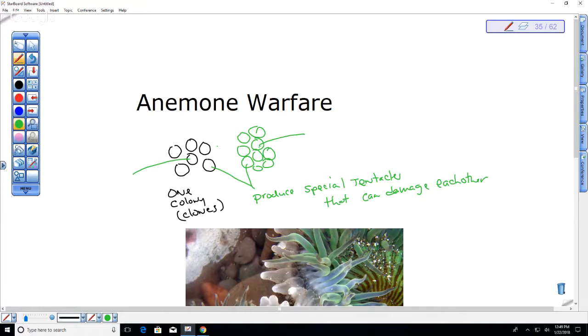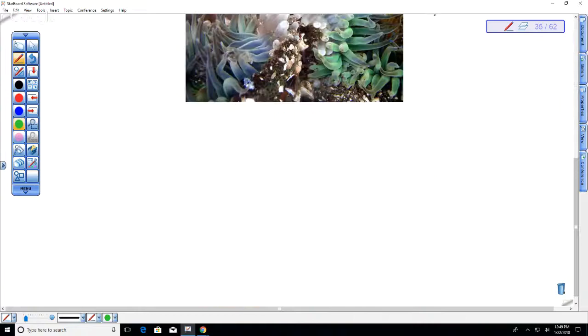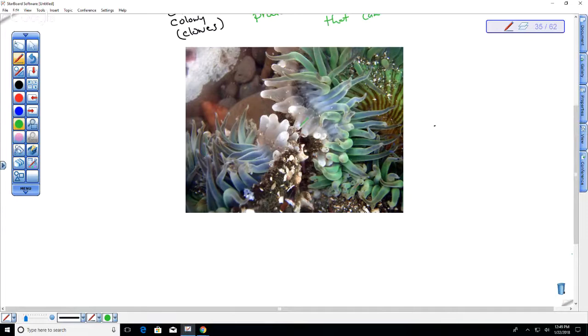And so this is just an image here. I can't remember what this image is actually of. I think that these are the specialized tentacles. They look different than the other ones that they're actually using to fight each other. So these white colored tentacles are the defense tentacles and the fighting tentacles.